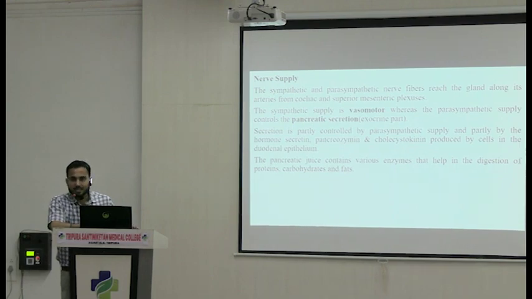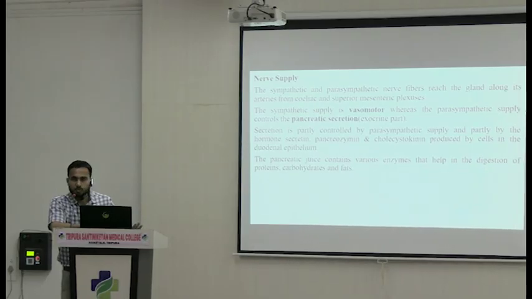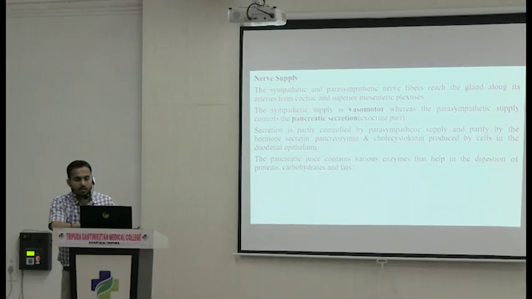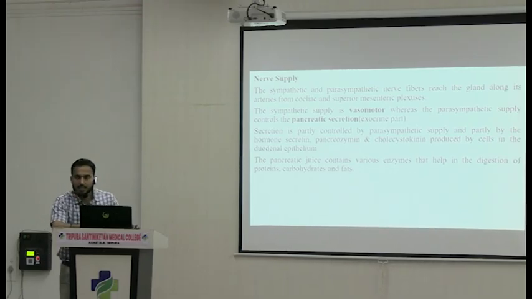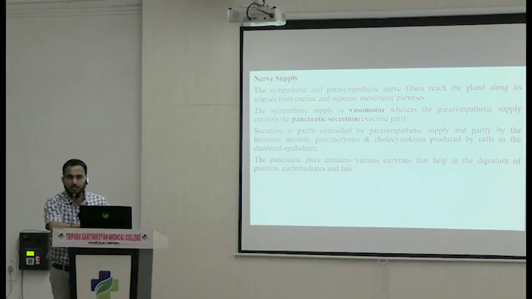Now, the secretion, as I said, is partly controlled by the parasympathetic division and partly by hormones, for example pancreozymin and cholecystokinin, which are produced from the duodenal epithelium or duodenal mucosa. So the secretions are not entirely controlled by the parasympathetic. Whenever you are writing in the exam, don't mention that the entire secretion is controlled by the parasympathetic one. No, it is partly. Next, the pancreatic juice contains various enzymes, and what is the function of those enzymes? Completes the digestion.